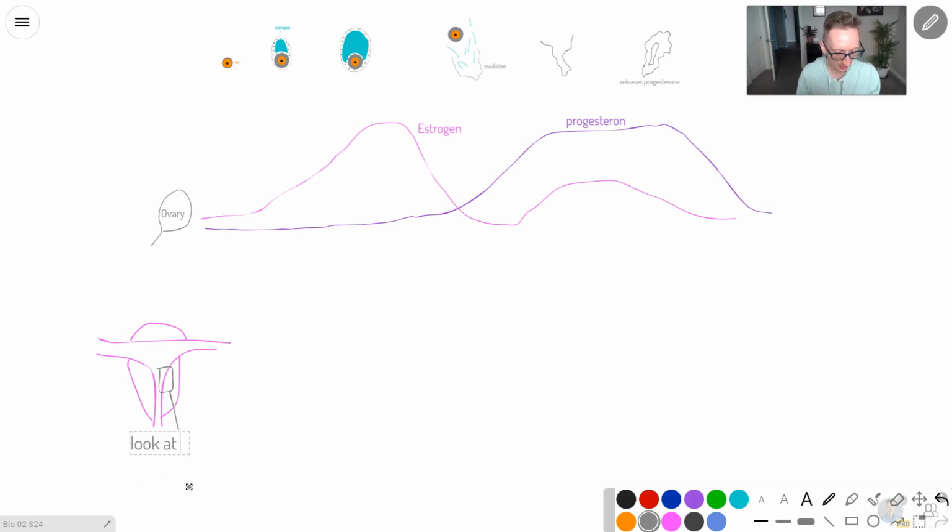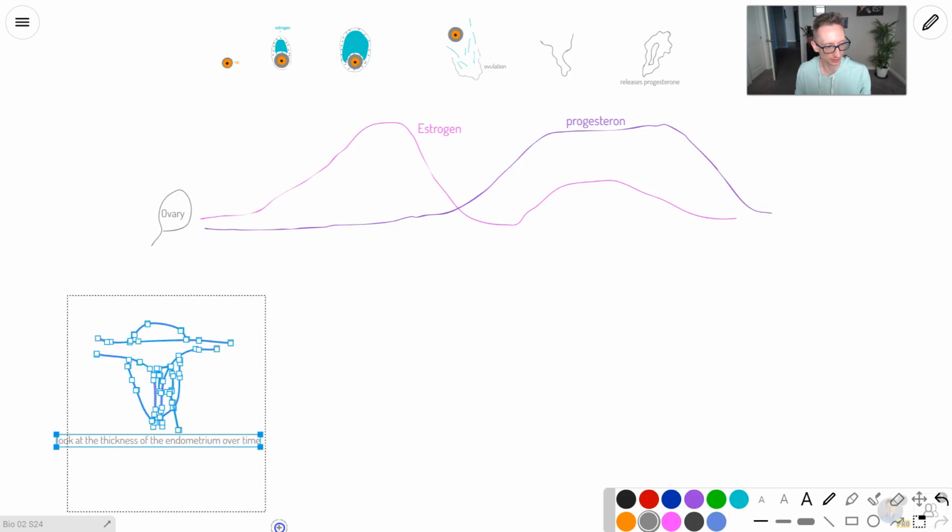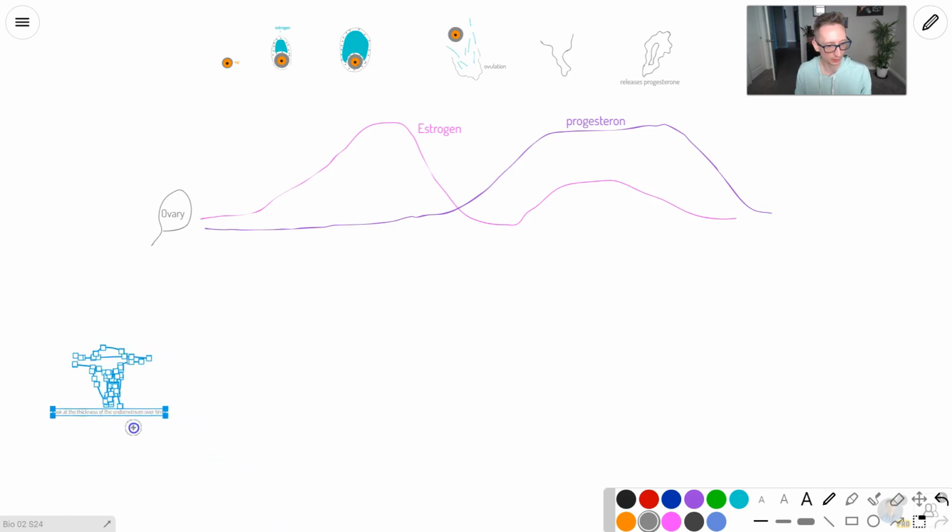We look at the thickness of the endometrium over time. That's what we're going to look at. So if we were to just take a small little section there and look at that thickness of the endometrium over time, this is what it would look like. And I need to make all that a little smaller there. Okay, so day 1.